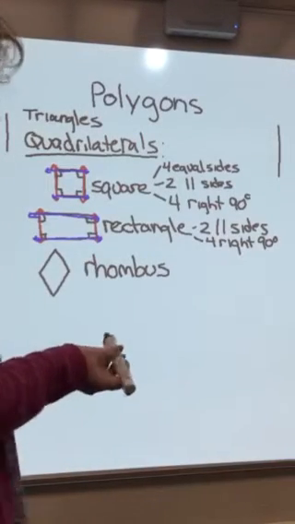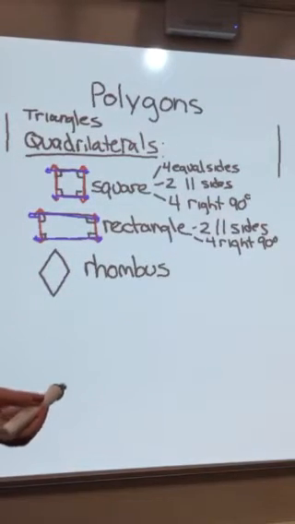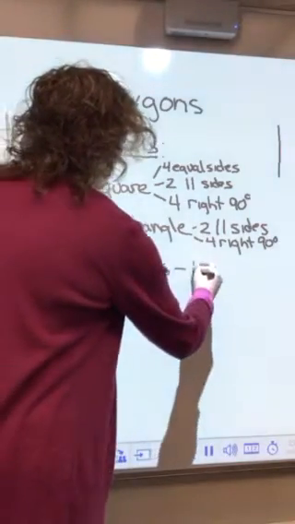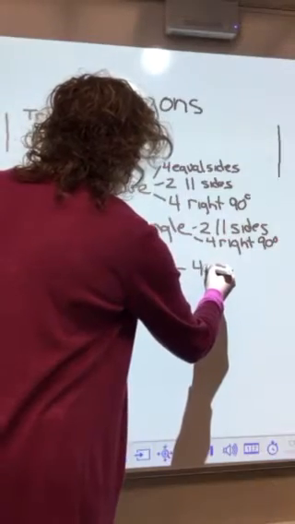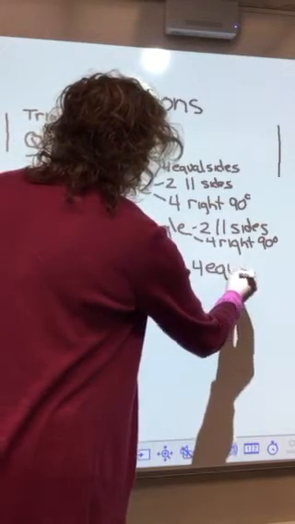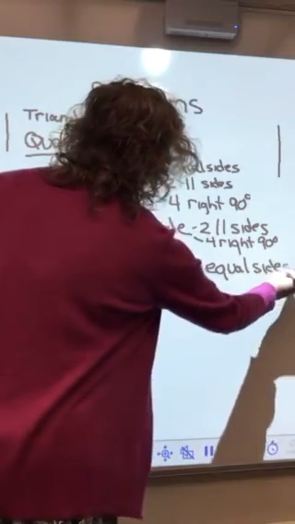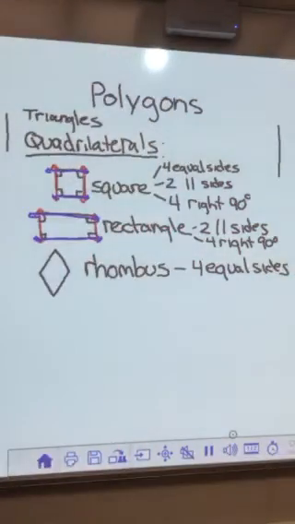When we look at the rhombus, same thing. Let's look. We have equal sides. I know it's hard to tell because I stink at drawing, but we do have equal sides. Okay? They're the same length. The sides are the same length. Now let's look at parallel.